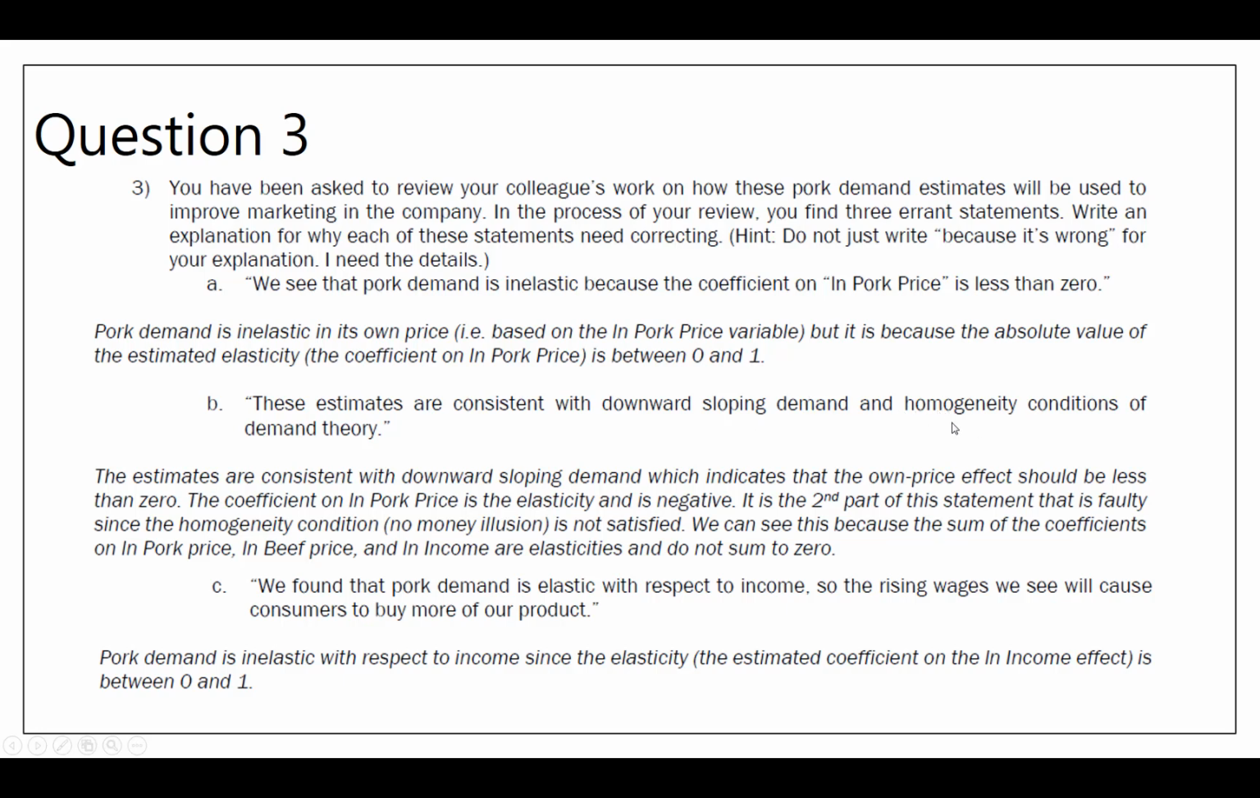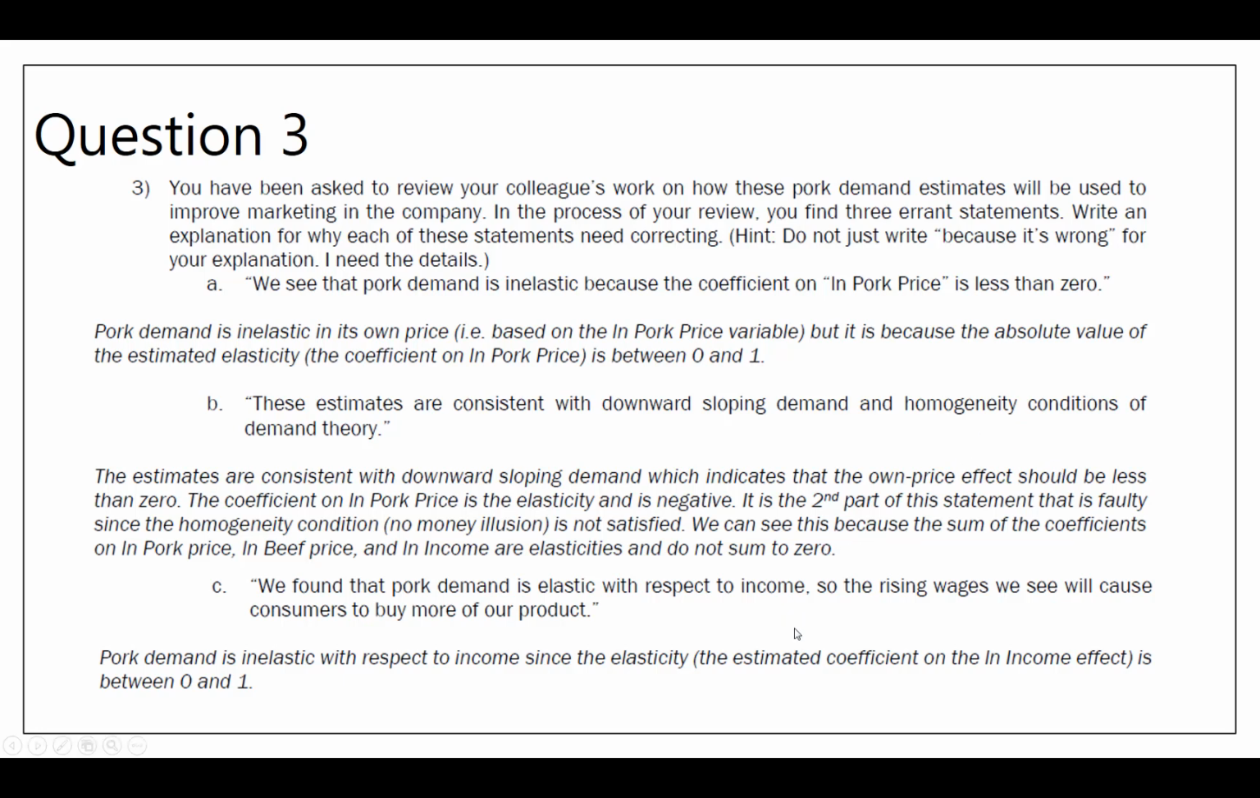So this is the false part. I told you there'd be 5 points around here that you needed to understand homogeneity for, and this is the one place, right? And so you have to understand that the coefficients on income, beef price, and pork price are all elasticities, and then you need to know that they should sum to 0 to meet the homogeneity condition, and that's how you would answer that question.